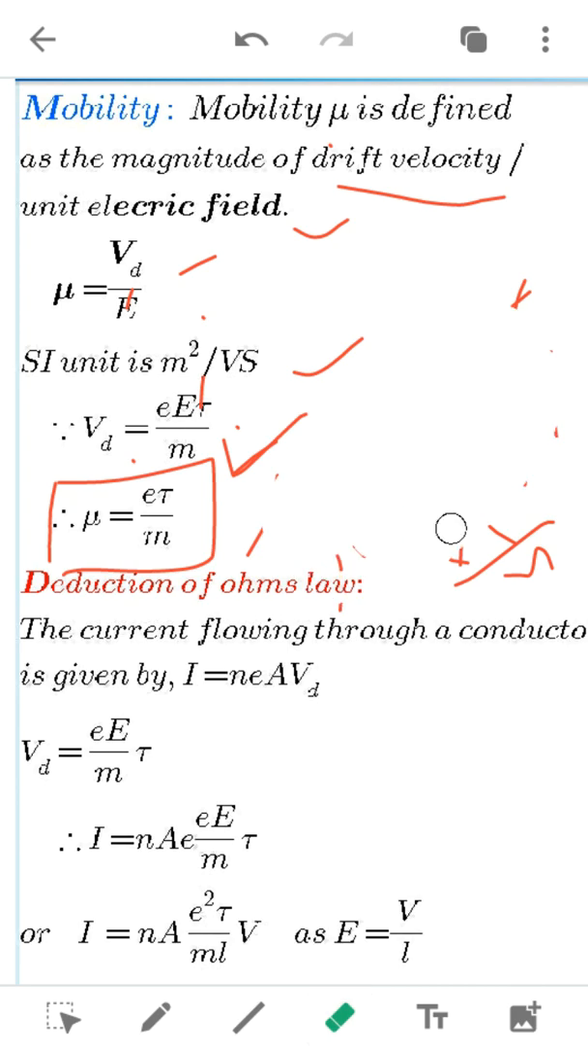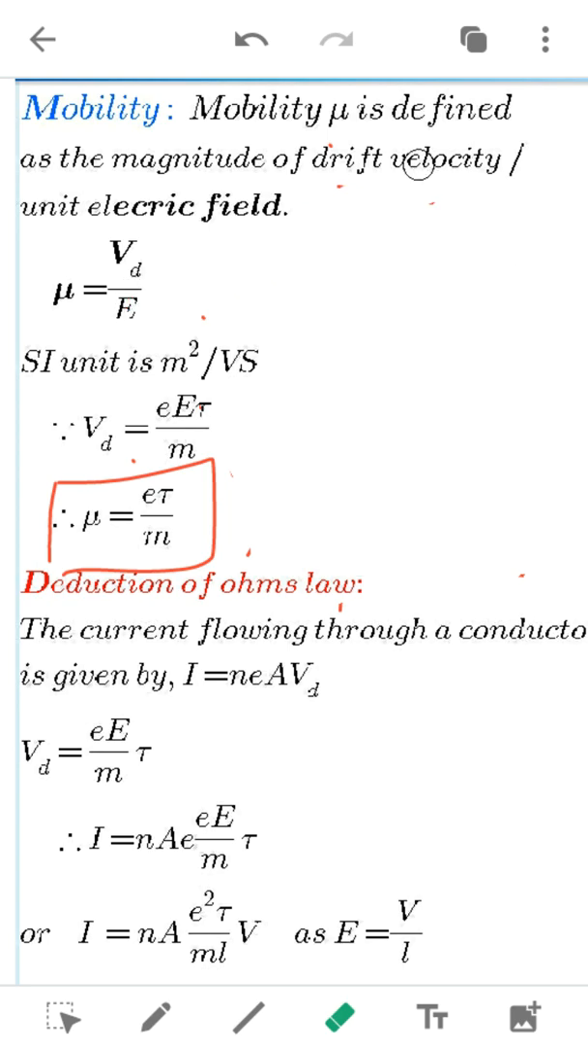And what is tau? Tau is the relaxation time. What is meant by relaxation time? The time required for successive collision between the two charges is known as the relaxation time. Now let us see what is the deduction of Ohm's law from these equations.